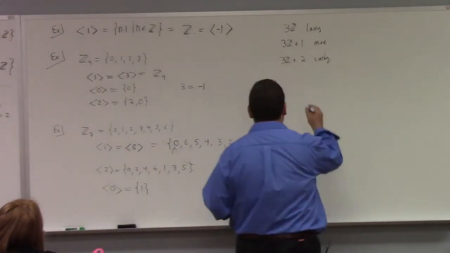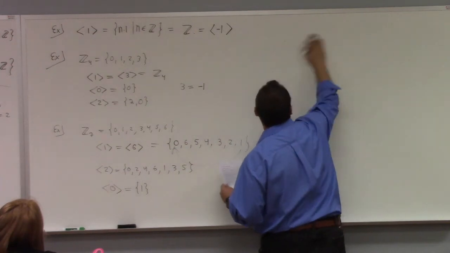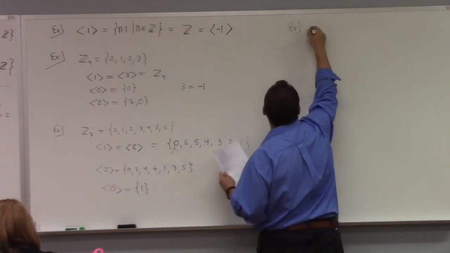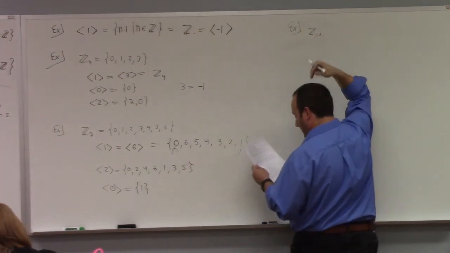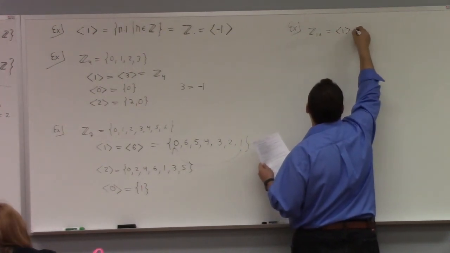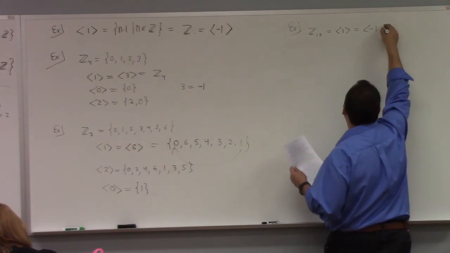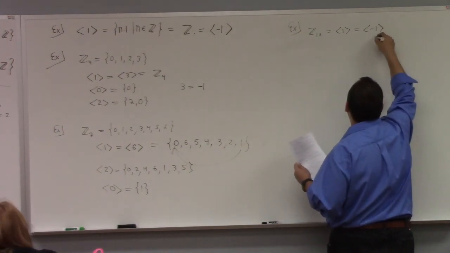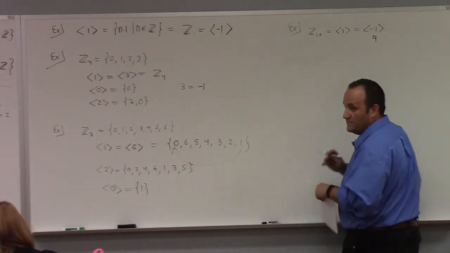Another example. Z10. Z10 is generated, of course, by 1. It's also generated by -1, right? Which is what? -1 is 9 in Z10, yes.